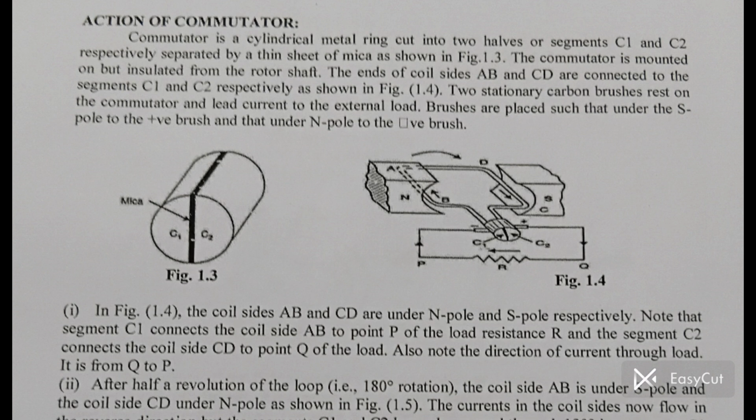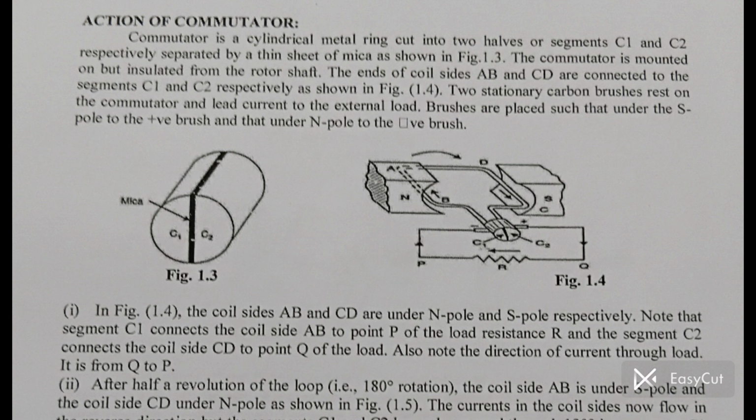Action of the commutator. The commutator is a metal ring split into two segments, C1 and C2, separated by mica. The coil ends AB and CD are connected to these segments. Two carbon brushes rest on these segments and collect current. Half rotation. After half a turn, the coil sides change position under opposite poles, but the commutator also rotates, reversing the connection to the brushes.